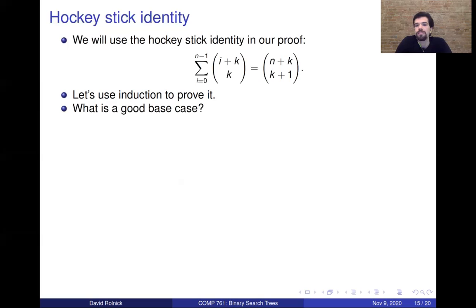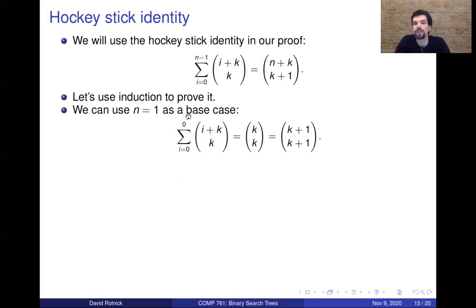We can do n equals 2. Go as small as you can, always, with your base case. What's the smallest thing that makes sense? Well, we have an n minus 1 here, so probably the smallest thing that makes sense is n equals 1. Let's use n equals 1 as our base case.